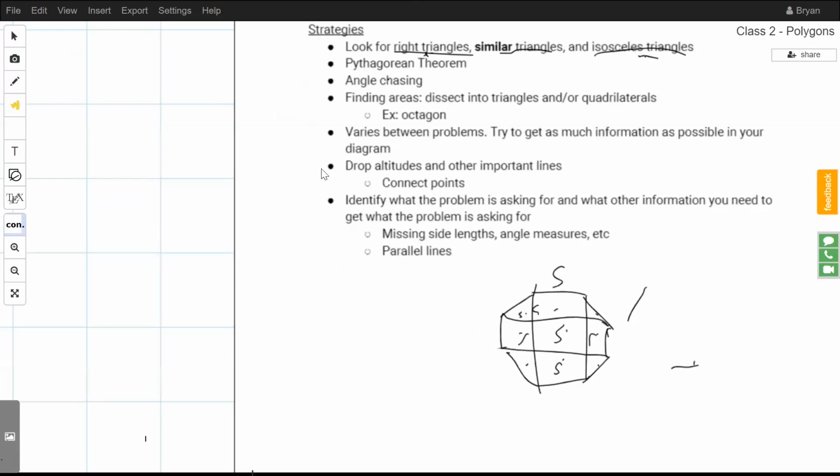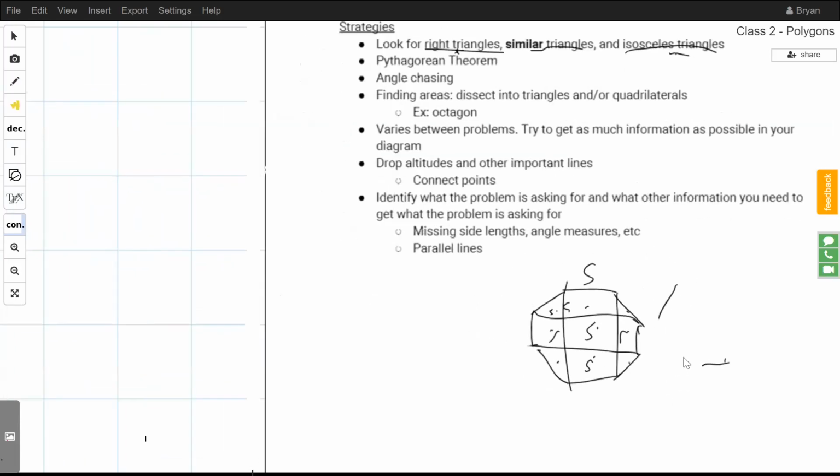Another strategy, this is really general as it varies between problems, is try to get as much information as possible in your diagram. Make it realistic, but don't spend too much time trying to make it look perfect. Try to draw altitudes or other lines that may be important. Usually involve important points. Dropping altitudes is important because you might be able to use the diagram at the end again.